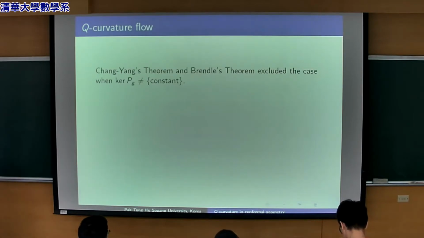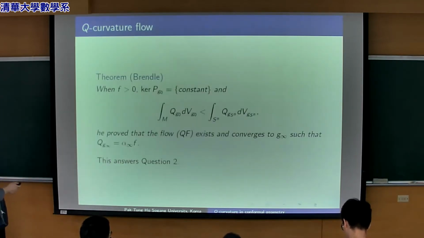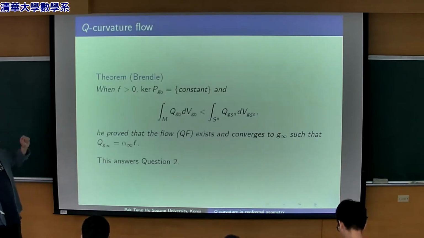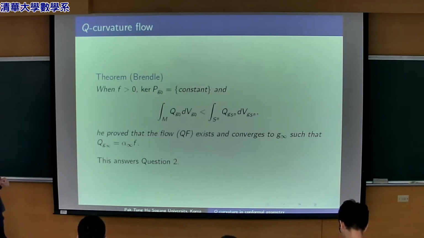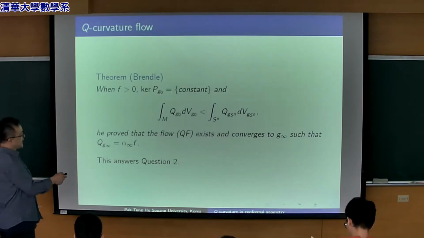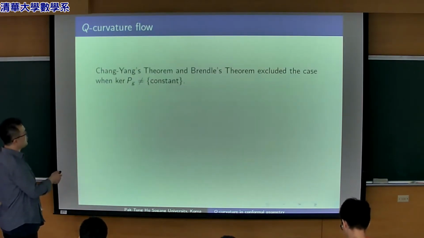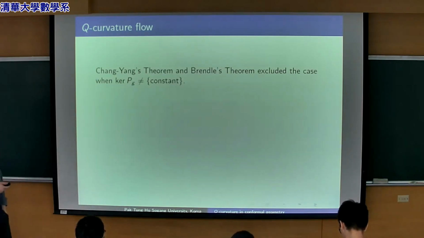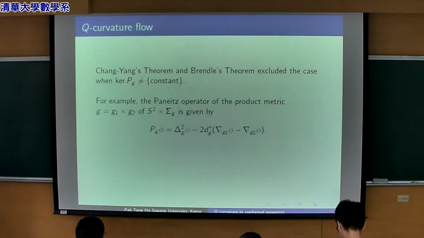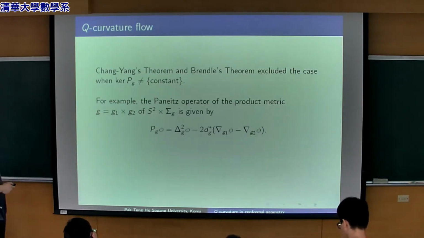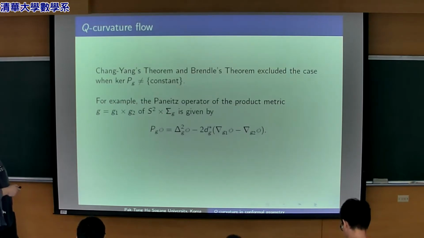So going back to your question, the theorem of Tao Yang, Alice Chang, and also Simon Brendle excluded this case, right? If the kernel is not equal to constants, their theorem excludes this. For example, in fact this is the example: if we consider the Paul metric, the Paul manifold, this is the sphere, taking the Paul with the higher genus surfaces.